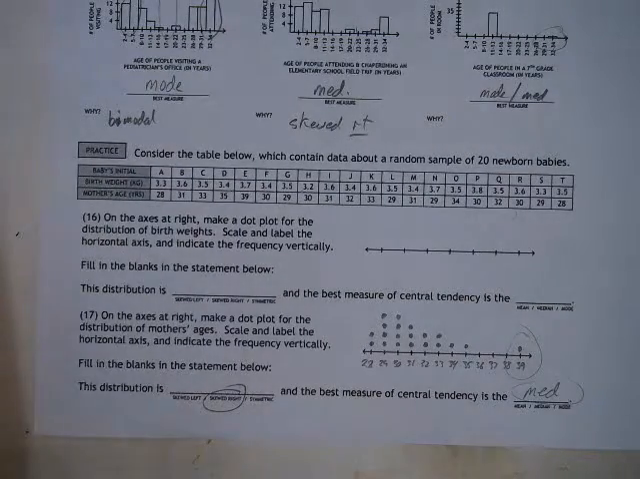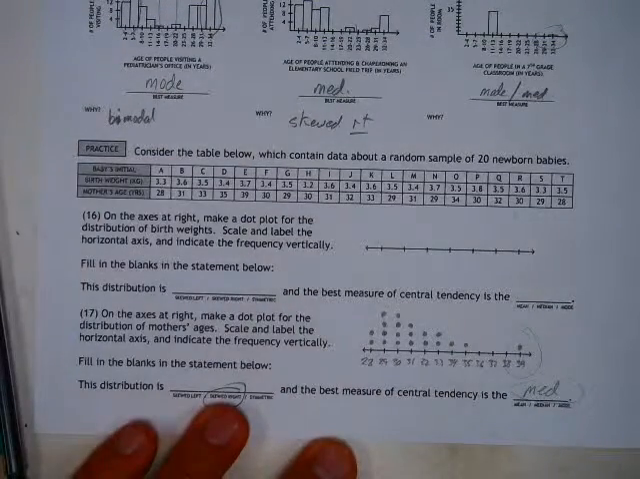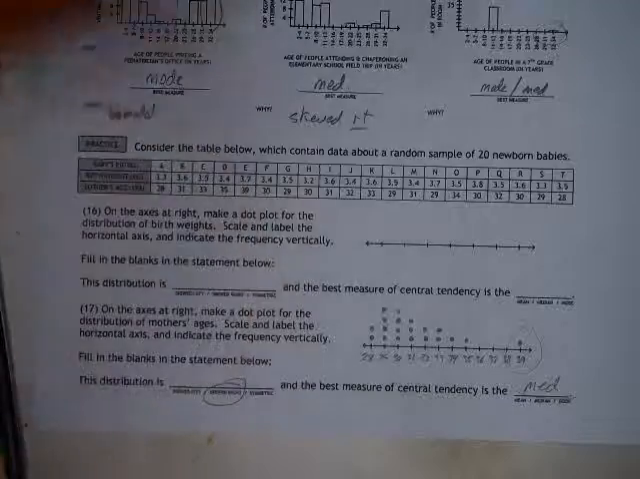One might also argue for the mode in this case, because we had two modes that were 29 and 30, but the median is probably the best measure of central tendency there.